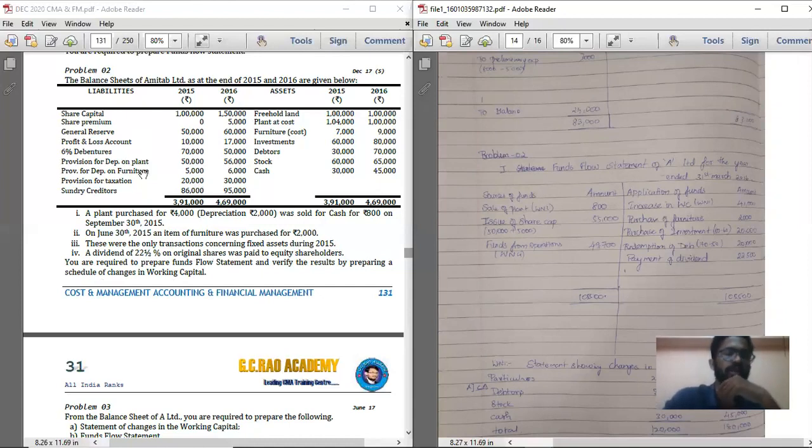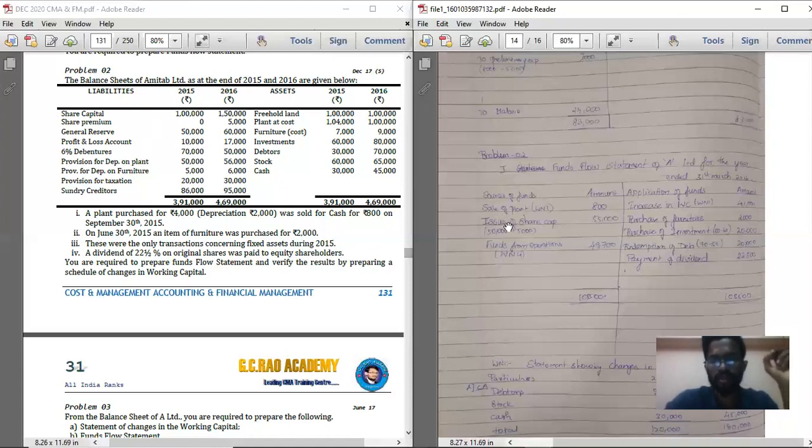So now we'll go one by one, liabilities and assets. See, share capital. Year opening is 1 lakh, ending is 1 lakh 50,000. So there is a 50,000 increase in share capital, which is nothing but a source of funds, that is funds coming in, and also share premium. By issuing the shares, you have received share premium of 5,000. So a total of 55,000 is the cash coming in.